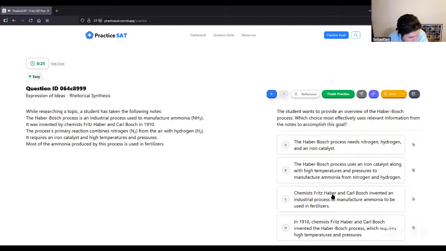What's the next A-level question? Where do I get one? Have you sent me one? I'll do it. While researching the topic, a student has the following notes. The Haber-Bosch process is, okay, I don't need to read these notes. I'm going to look at the question. The student wants to provide an overview of the Haber-Bosch process. Which choice most effectively uses relevant information from the notes to accomplish this goal?